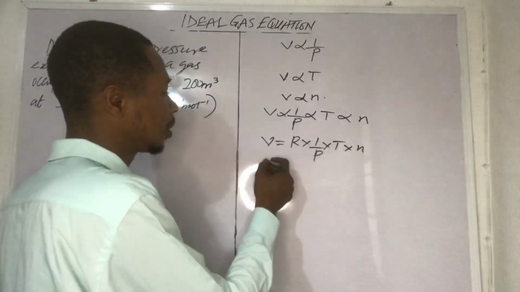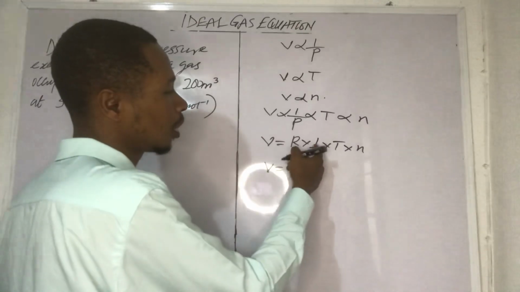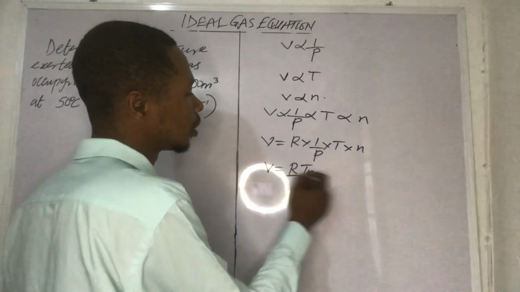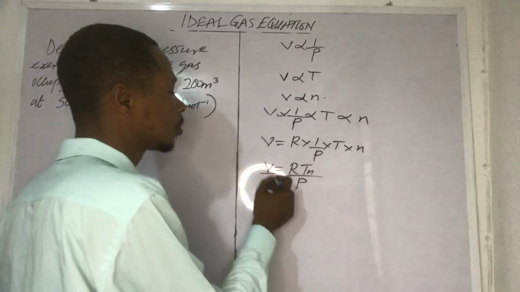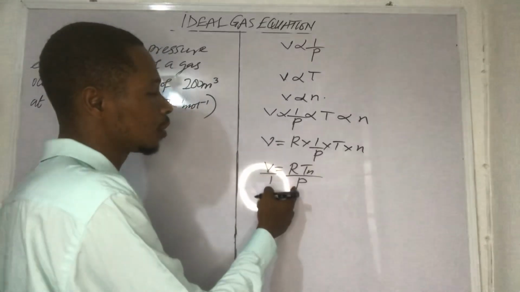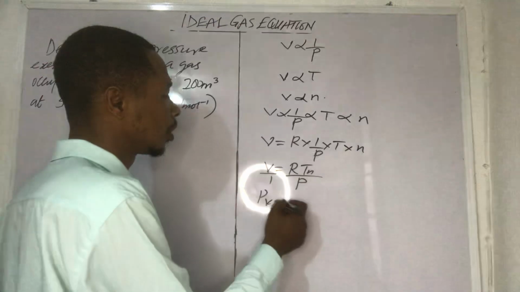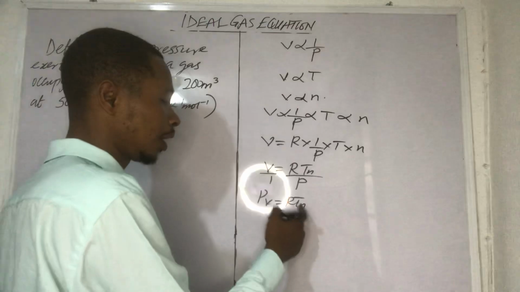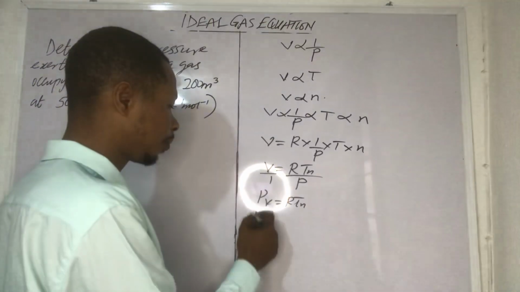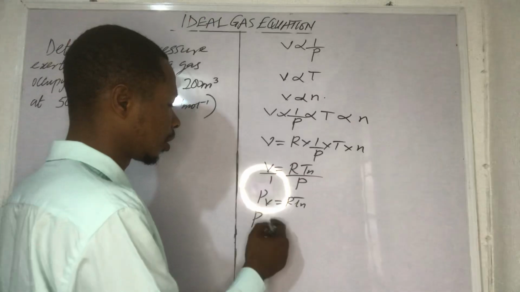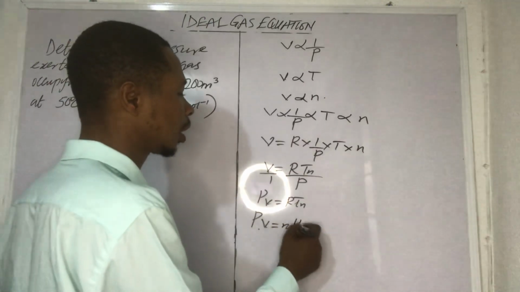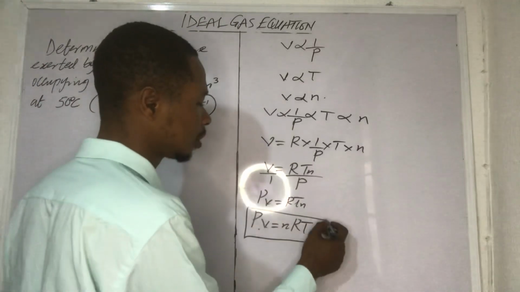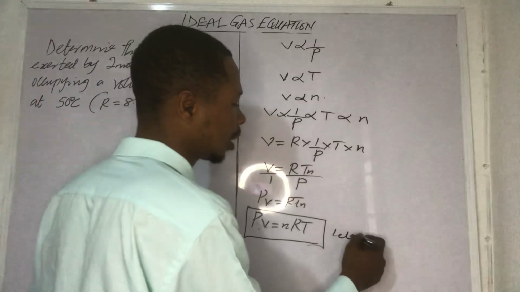If I multiply everything together, I will have V equals RnT over P. If I cross multiply, I will have PV equal to RnT. Now, if I rearrange this, I will have PV is equal to nRT. PV is equal to nRT. This is our ideal gas equation.